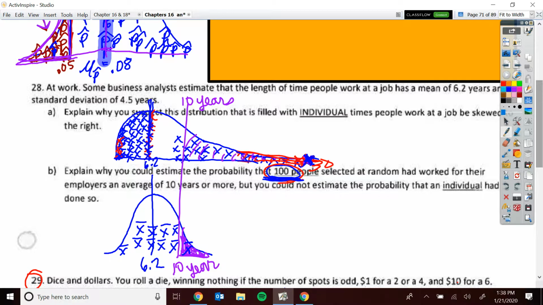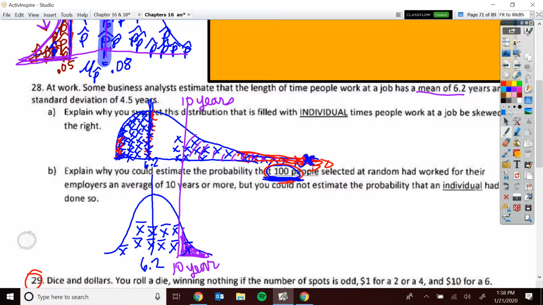Here we go. So I have pictures drawn here, but they are not the answers to this question. These pictures are for us to help understand what's going on. Okay, so this question is about people that work in business or work at their job. Some business analysts estimate that the length of time people work at a job has an average of 6.2 and a standard deviation of 4.5.